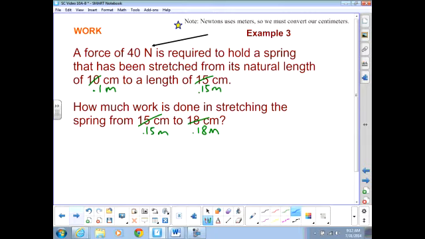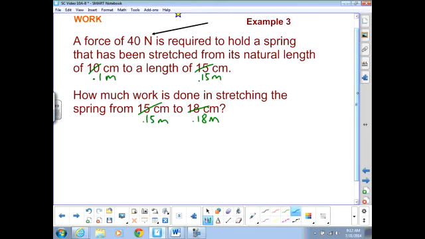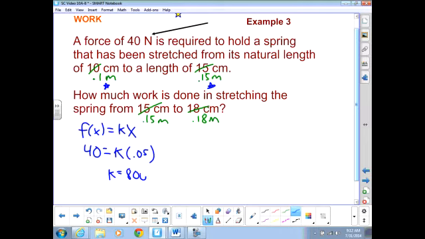Now, in spring problems, the first thing you'll always do is find K. Well, we know F of x is equal to Kx. F is our force, which they told us was 40. We're looking to find K, and x is the distance it's stretched beyond its natural length. The natural length here was 0.1 meters. We were stretched to 0.15 meters. So that means we went 0.05 beyond the natural length. When you divide the 0.05 over, we will get that K is equal to 800.